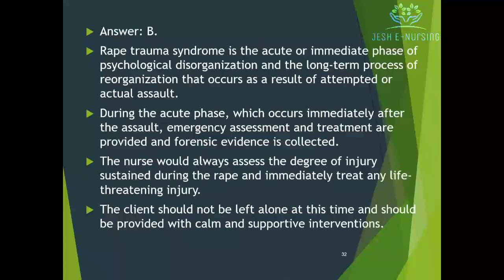Answer B. Rape trauma syndrome is the acute or immediate phase of psychological disorganization and the long-term process of reorganization that occurs as a result of attempt or actual assault. During the acute phase, which occurs immediately after the assault, emergency assessment and treatment are provided and forensic evidence is collected. This is the action we are supposed to do during the acute phase.